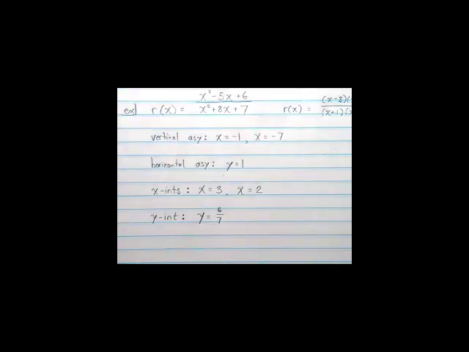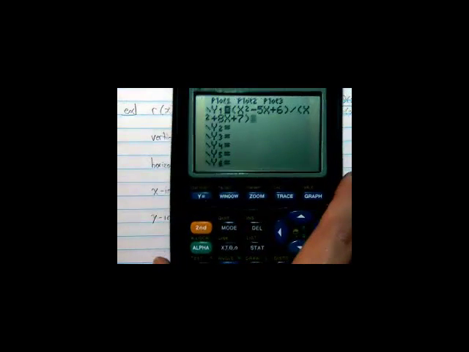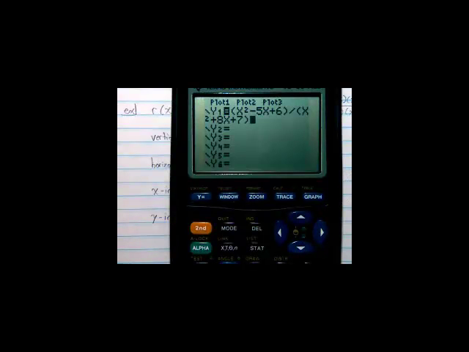And be careful when you type these in that you use parentheses. Otherwise, it will not look right. So I'm looking at something kind of like that, right? X squared minus 5x plus 6 divided by x squared plus 8x plus 7. Both pieces have to be in parentheses. And if you have that in there correctly, then it's just a matter of making sure your window's the correct size so we can see everything.